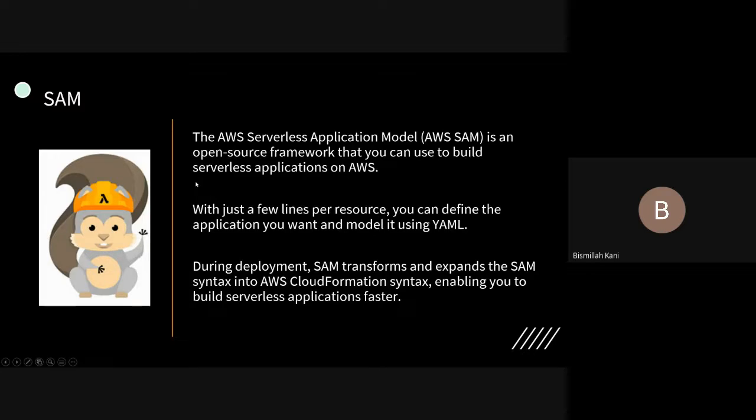And SAM is an extension of the CloudFormation template, focusing mainly on serverless applications, and that is the name, Serverless Application Model. It is used to build and deploy your application. With just a few lines per resource, you can define your application and deploy it using a YAML template. You also don't have to write the YAML template all by yourself. You can use the SAM CLI commands, and this YAML template is automatically created for you.